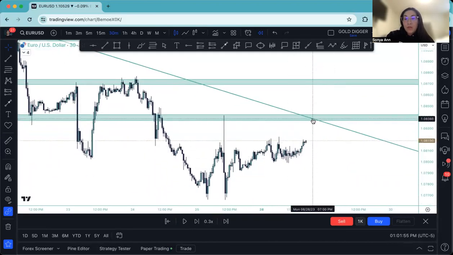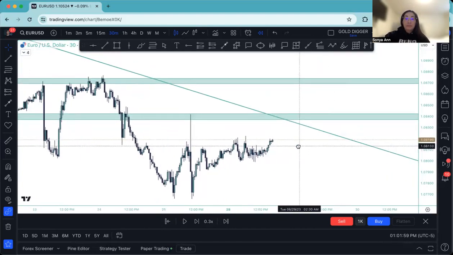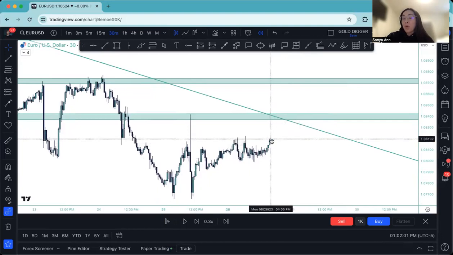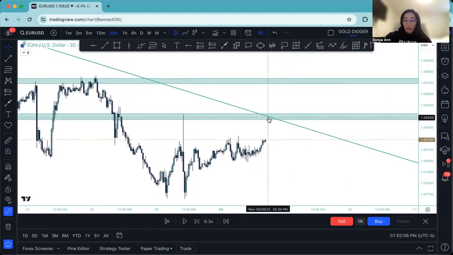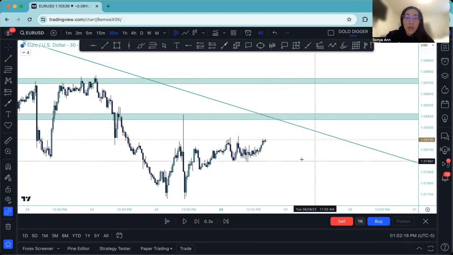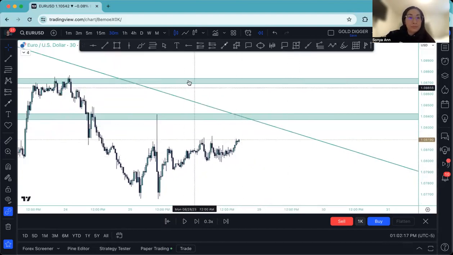So right here, the zone, the 4 hour zone, the 4 hour trend line up. And so you want to wait for the candle to break and close on both of those. So the candle to close above the trend line and this zone and retest the zone. Okay. So let's play this.